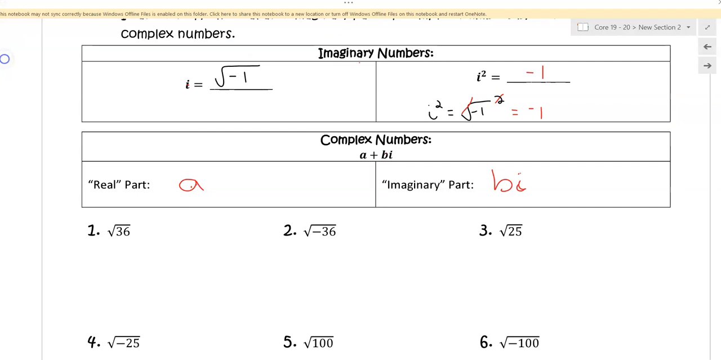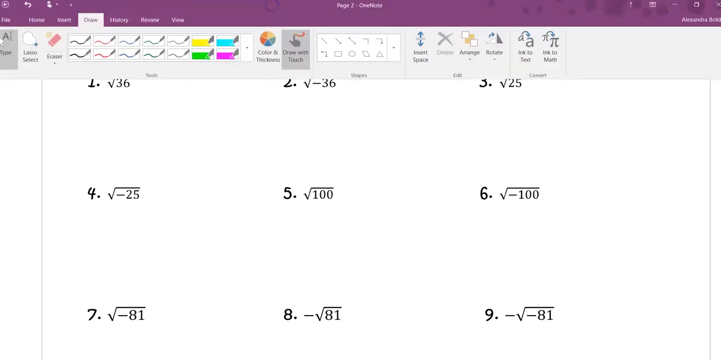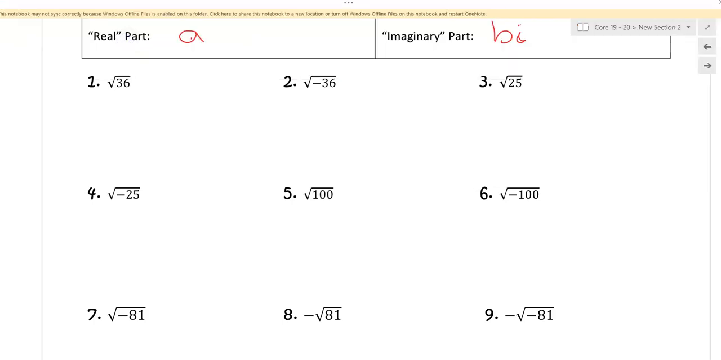Alright, so let's look at some examples of simplifying some radicals. So number 1, the square root of 36. One thing we want to look at when we're simplifying radicals now is that they have a positive and a negative. So you need this symbol, which means it is positive or negative, every time you do a square root, or a radical.